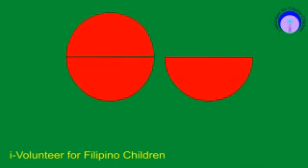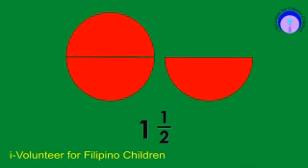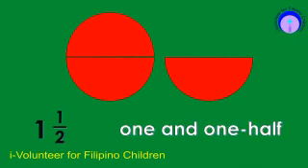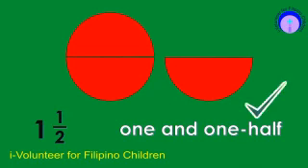Using this figure, ano ang iyong nakikita? How are you going to interpret this figure? We can see 1 whole and 1/2. Therefore, it is read as 1 and 1/2. It can also be read as 1 and a half. In numeral, this is how 1 1/2 is written. And this is how it is written in words.